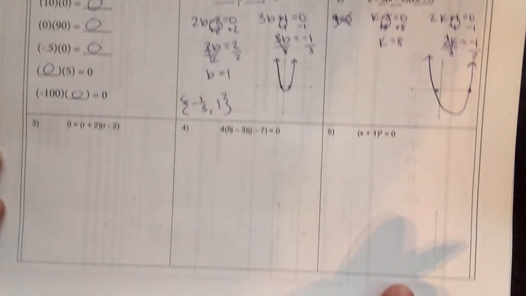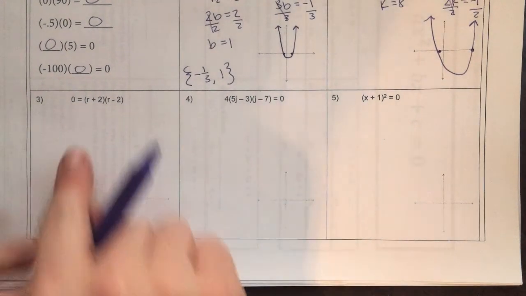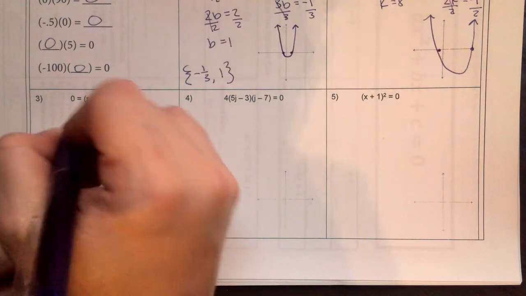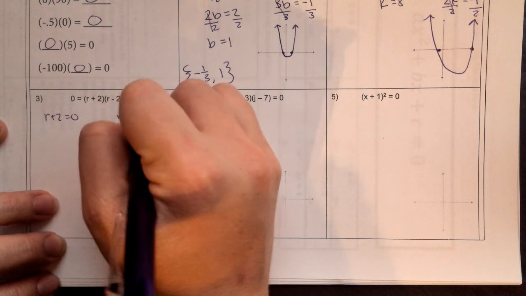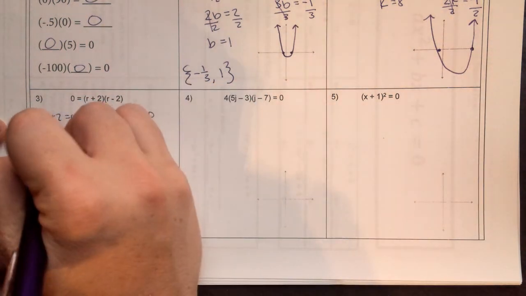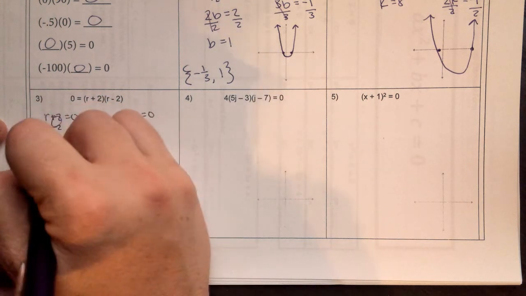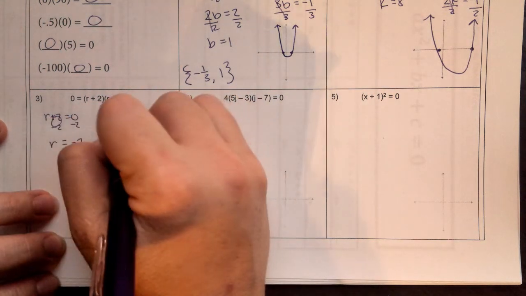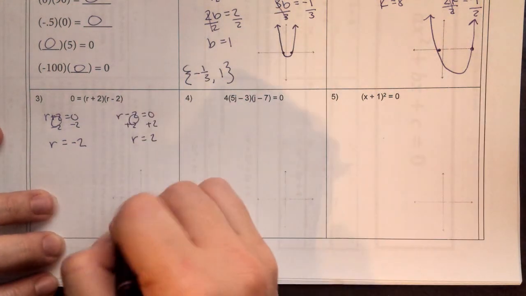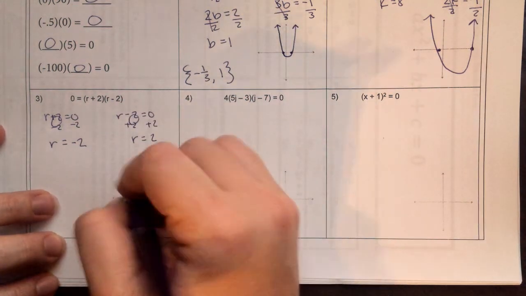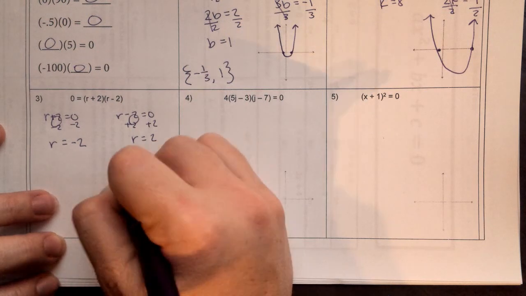Okay, let's look at number 3. So here I have r plus 2, r minus 2. So I'm going to again separate: r plus 2 equals 0, r minus 2 equals 0. How do I get rid of plus 2? I subtract. Remember, we're doing opposite operations. How do I get rid of minus 2? I add. So this is going to be right in the center, and it's hard to see, but it's there.